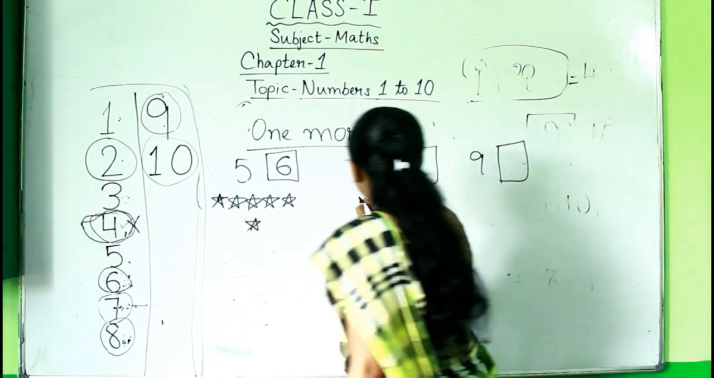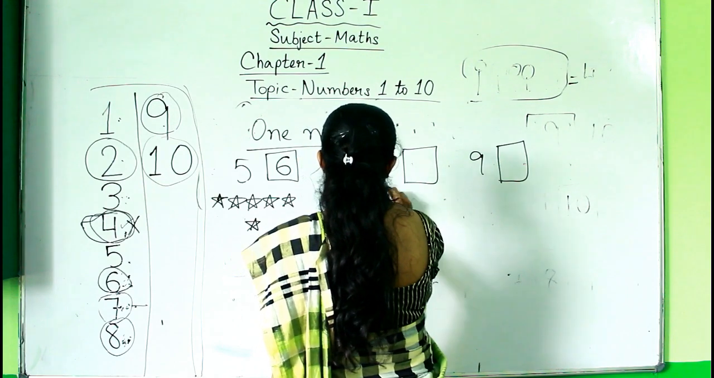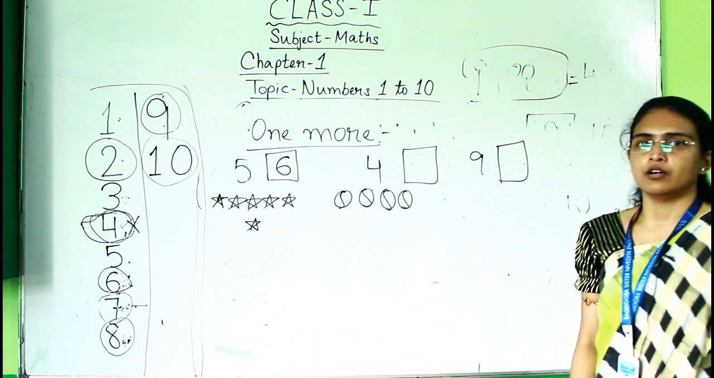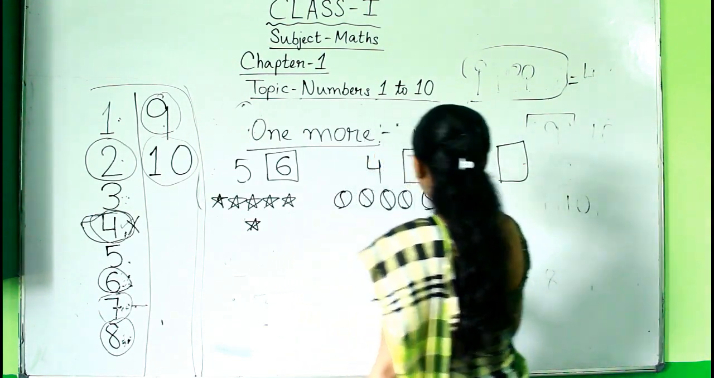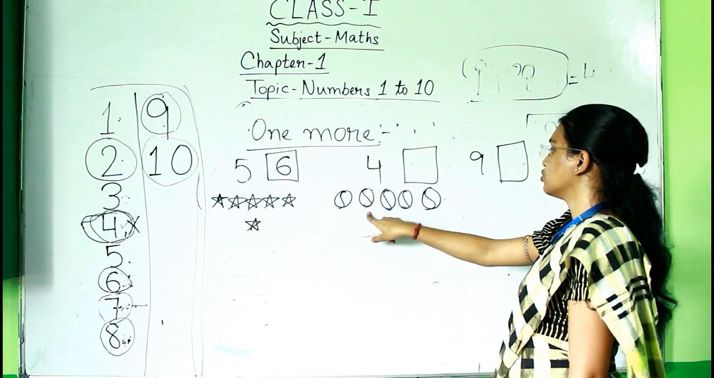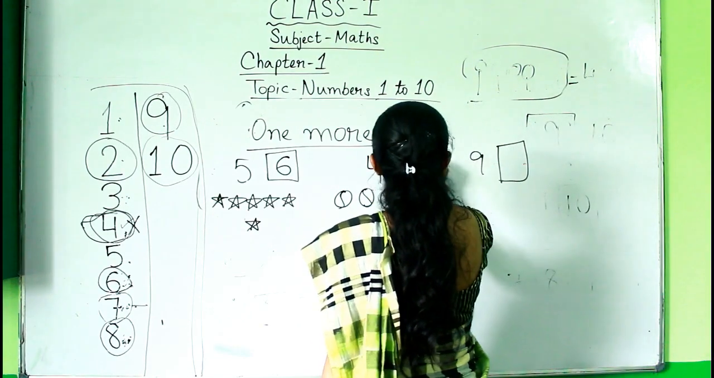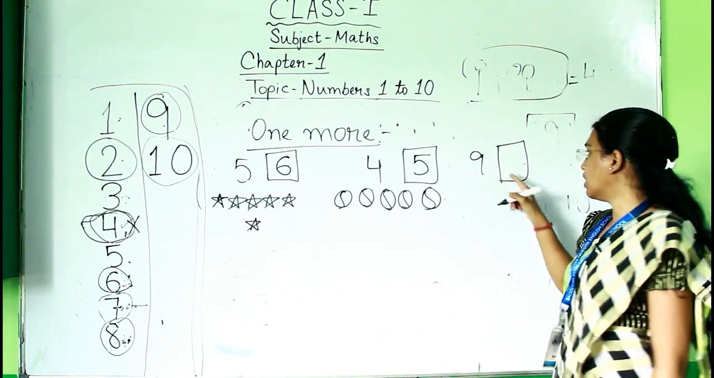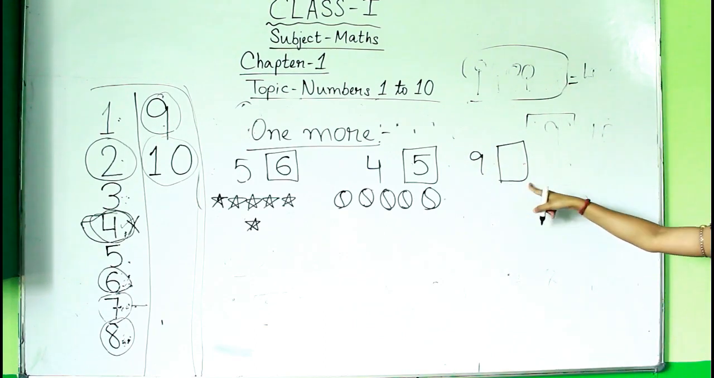So if I have 4 balls and you give me one more ball, then how many balls do I have now? 1, 2, 3, 4, 5. So what comes after 4? 5. Now which number is this? 9. So what comes after 9?